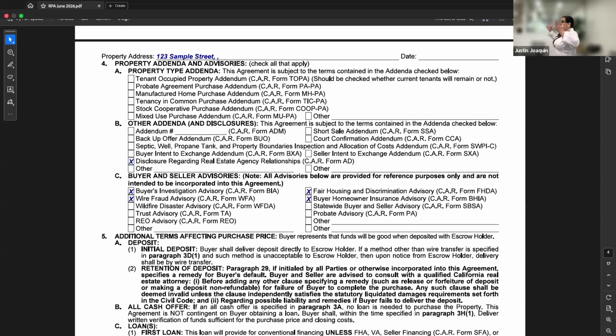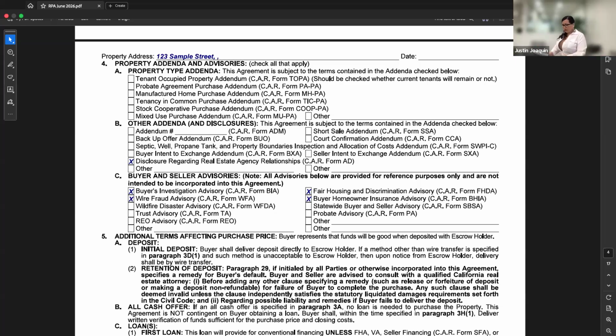So paragraph 5. Now we get into the grid terms. Remember, think back to the grid, which starts after you go over purchase price: close of escrow date, deposit in the grid. So 5 is additional terms affecting the purchase price. This is not introducing new terms. This is just elaborating on whatever you already put in the grid, which was paragraph 3. It's expanding on that, and it starts with the deposit.